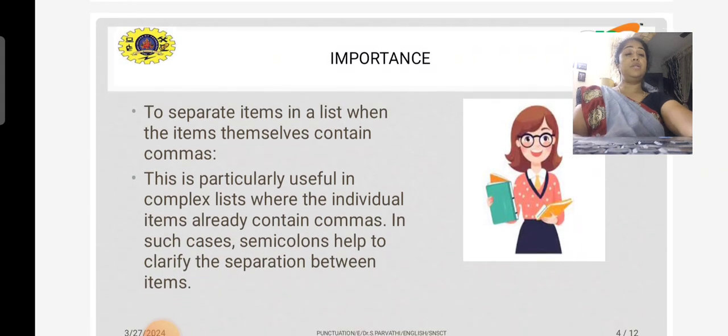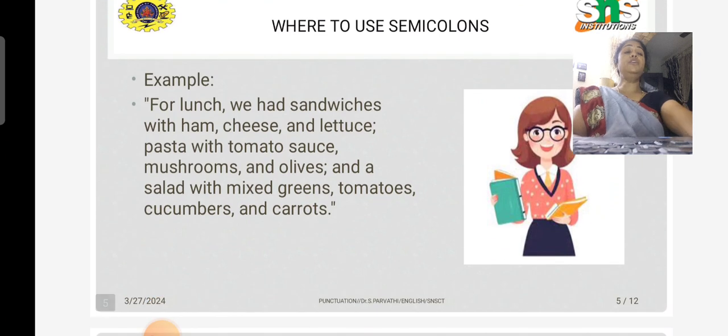Okay, we have already seen where we use a colon to create a list, right? Here we use semicolons to separate items in a list when the items themselves contain commas. This is particularly useful in complex lists where the individual items already contain commas. In such cases, semicolons help to clarify the separation between items. Where to use the semicolons?